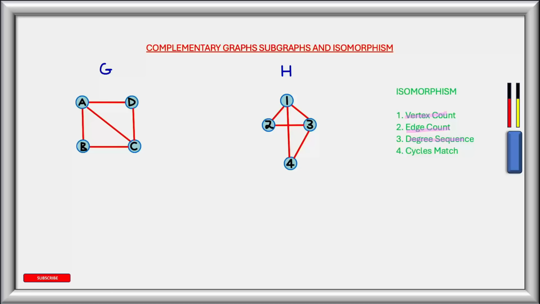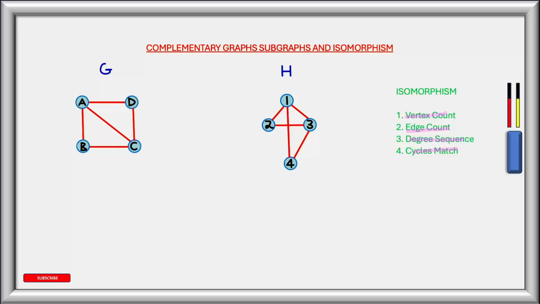And finally, we need to look at the cycles within each graph, and these need to match. Sometimes the vertices and edges match, but the structure does not. This is why we check the cycles. So what do we mean by a cycle? If we start at a particular vertex, pass through more than one vertex by connecting edges, and end up back at the starting vertex, we've completed one cycle.